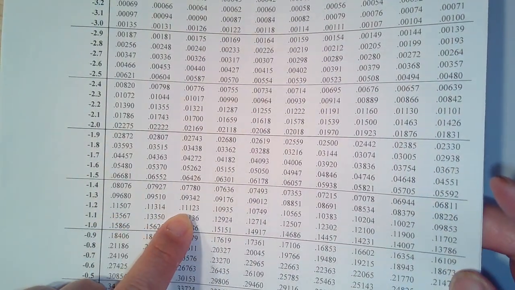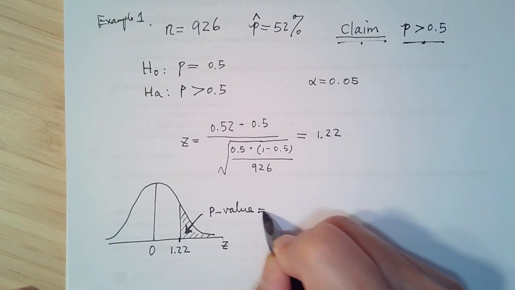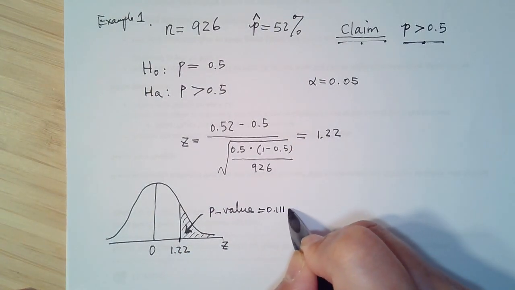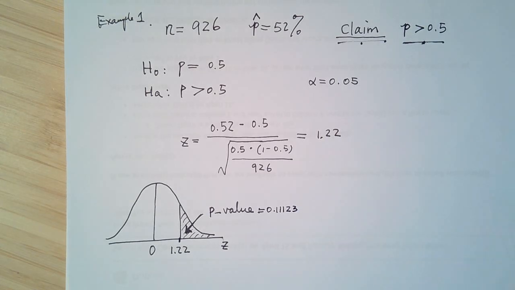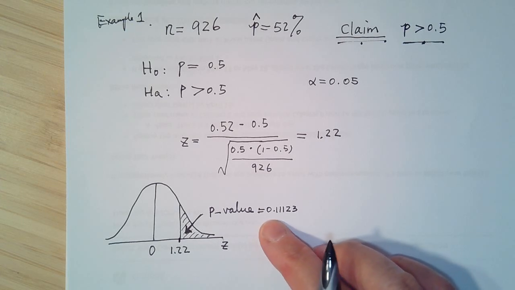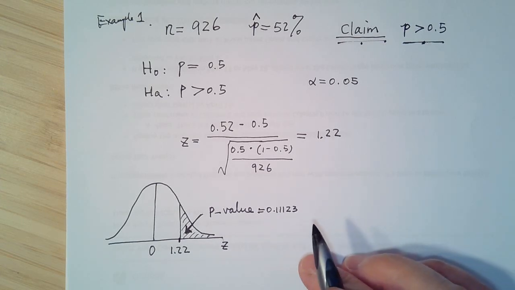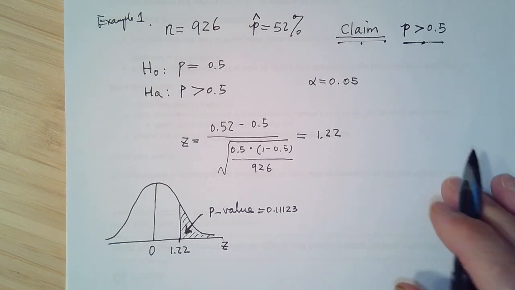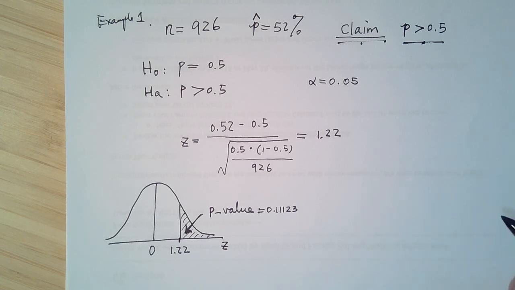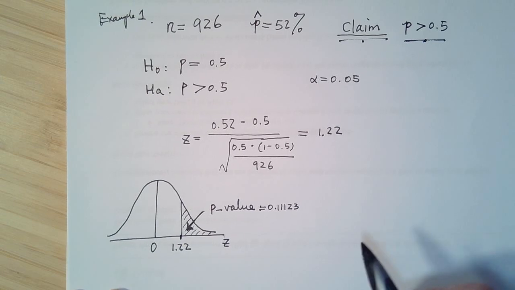I get 0.1112. That equals 0.1112. The next digit is a 3. So either way, you put that here. Okay. So you can put either 0.11123 or 0.1112. Depends on the table you use. At least, usually the z table gives you at least 4 decimal places. Okay, so you have the p-value, right?